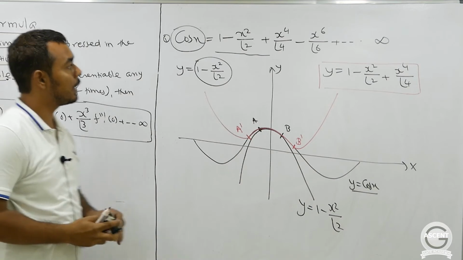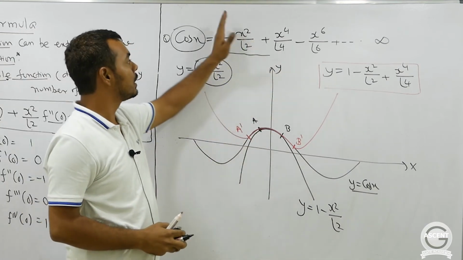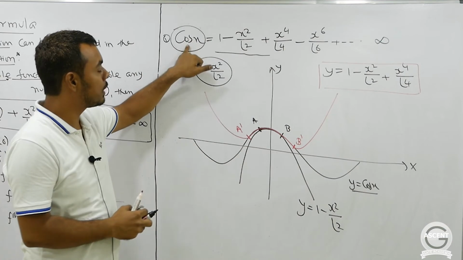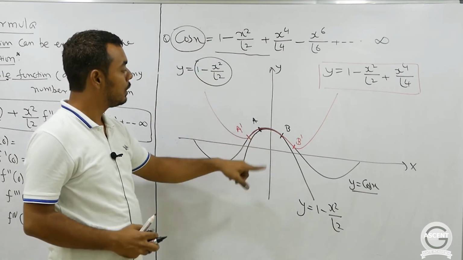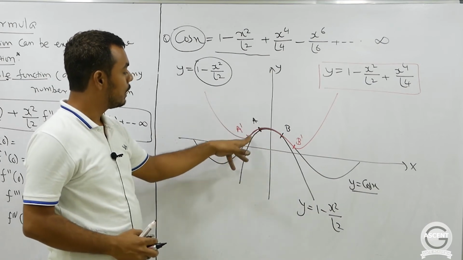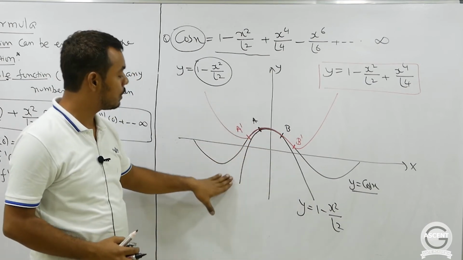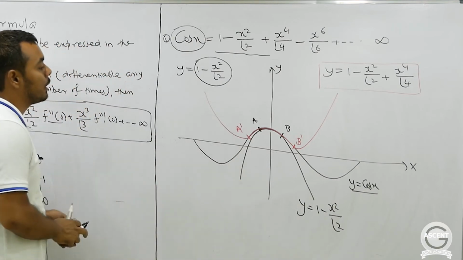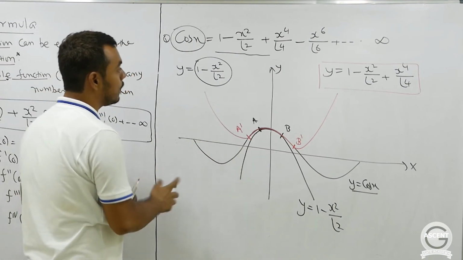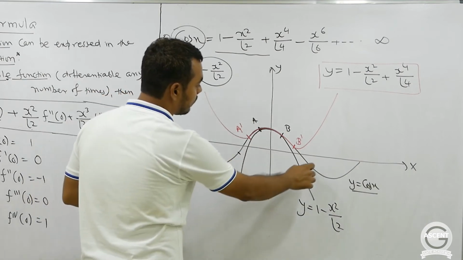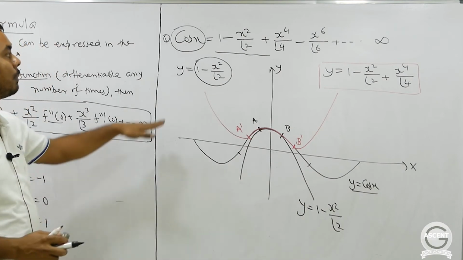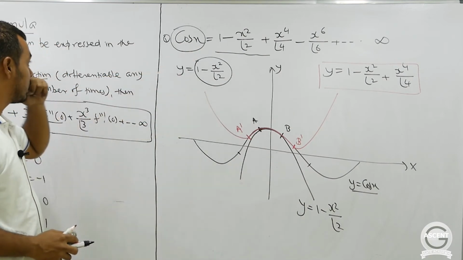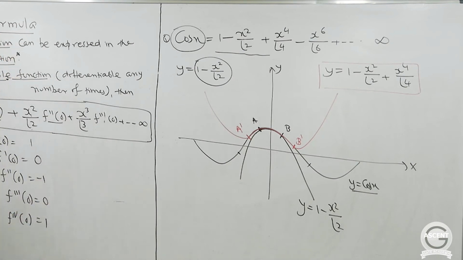So the idea is that as you keep on adding more and more terms, this polynomial on the right hand side will exactly overlap with the graph of y equals cos x in the vicinity of the origin. As you keep on adding more terms, the range of values of x for which these two graphs overlap will increase. If I add one more term here, then maybe these two graphs will overlap from here up to, say, this point. So as you keep on adding more and more terms, these two graphs will exactly match. This is the idea behind Maclaurin's formula, that you can write any function as a polynomial function.